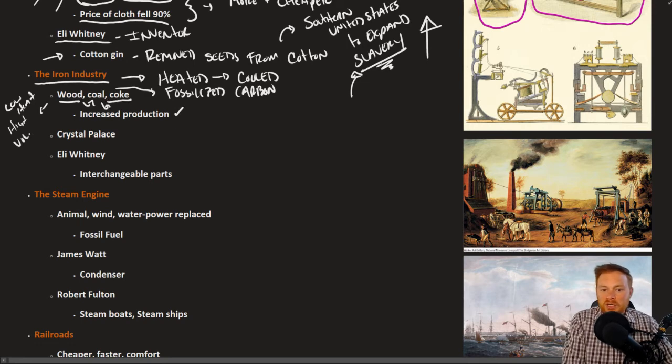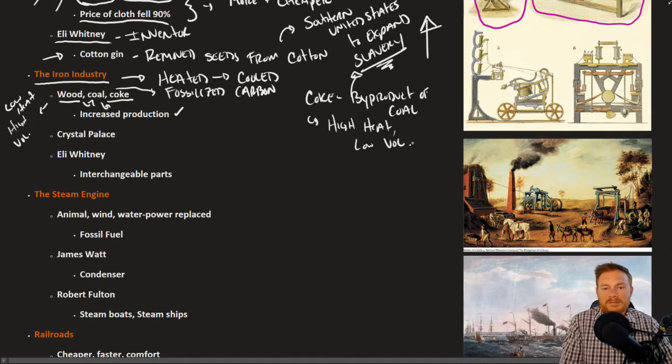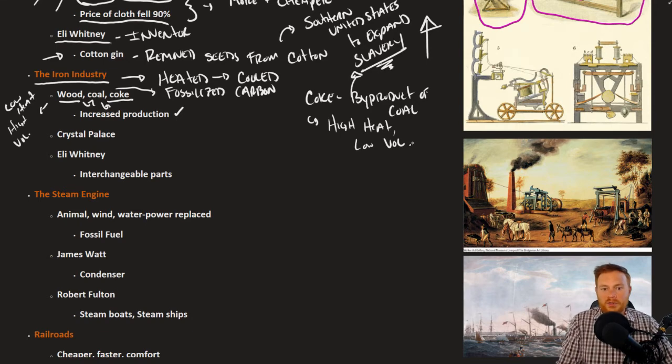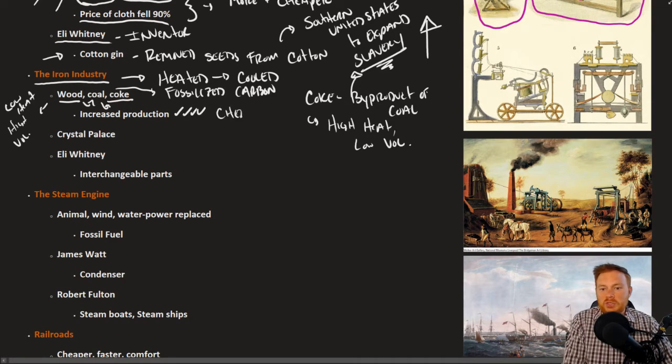Lastly, it was the production of coke. Coke is essentially a byproduct of coal. So you take coal, you do some things to it, and coke is the highest heat, high heat, and low volume, so you don't really need a lot of it. And the ability for people in England especially, but then this information spread around the world, to get more heat out of a smaller amount of material allowed for more iron production to take place. So a huge increase in production, and we might also say a cheaper price.